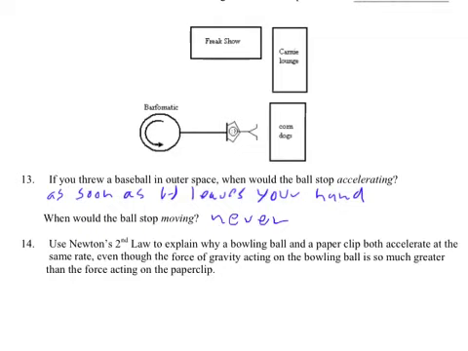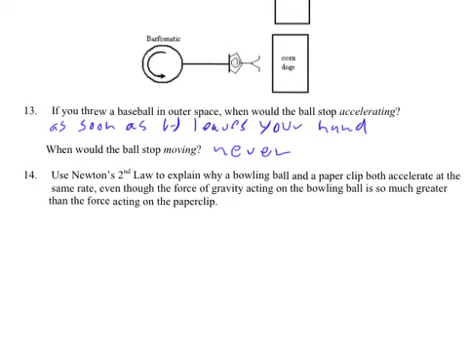We're ignoring gravity here. Number 4: use Newton's second law to explain why a bowling ball, which has a very large mass, and a paperclip, which has a very small mass, both accelerate at the same rate, even though the force of gravity on the bowling ball is much greater. Well, here's the idea. I'm just going to do it using equations. I'm going to let you write out the words, but basically here's the concept, because it's hard to write words with this stylus.